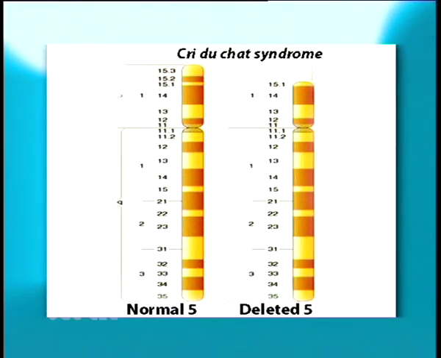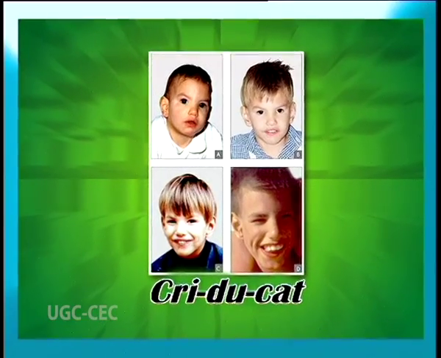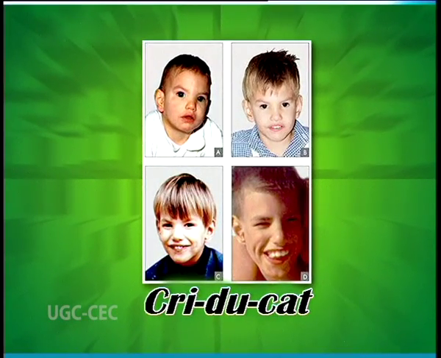Cri-du-chat syndrome, which occurs in roughly 1 in every 50,000 live births, results from a deletion on the short arm of chromosome 5, one of the larger human chromosomes. Children with cri-du-chat syndrome are severely mentally retarded, have a number of physical abnormalities, and cry with a sound like the mew of a cat. Hence the name, which is French for cry of the cat.